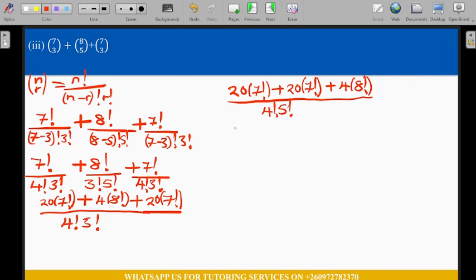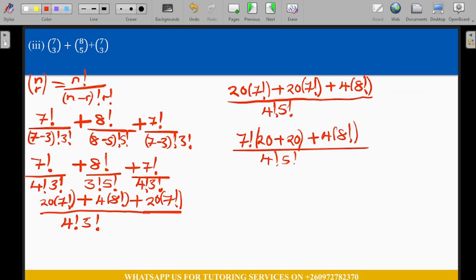So this means now once we reach here, for the numerators, we have 7 factorial common between these two numbers. So we factor out 7 factorial because it is common. So once we factor out 7 factorial, we remain with a 20, plus what? 20. Then now plus here, that is 4 times 8 factorial. So now we're going to say over 4 factorial 5 factorial.